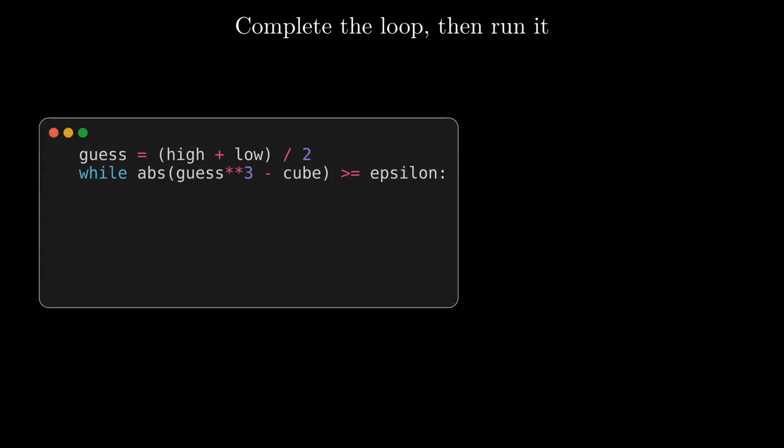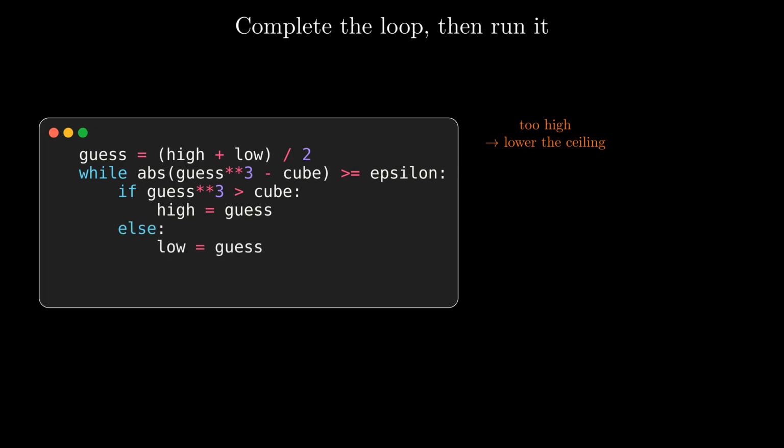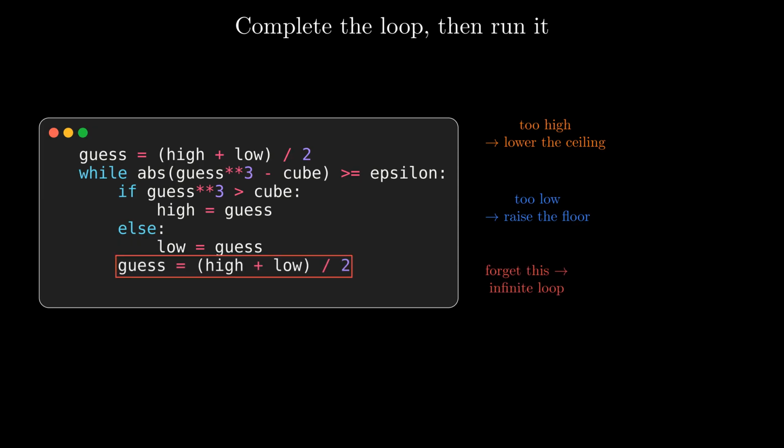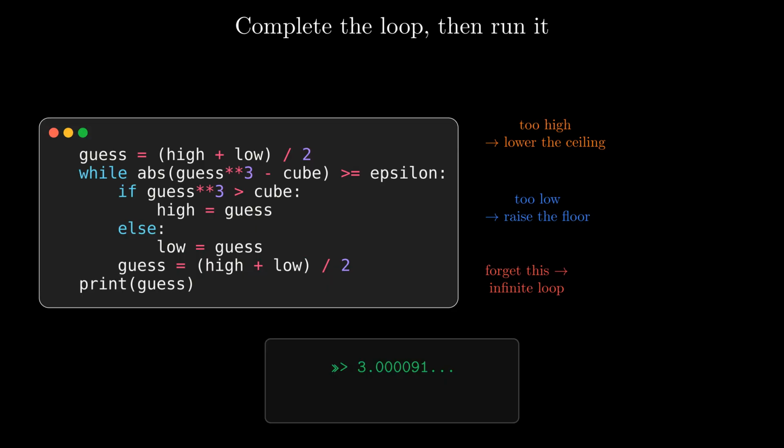Now the inside of the loop, decide if the guess is too high or too low. If the guess cubed is greater than the cube, the guess is too high, so high becomes the guess. Anything bigger we discard. Otherwise, the guess is too low, so low becomes the guess. Are we done? Not yet. We must recompute the guess as the new midpoint, high plus low over 2, or the loop never moves. Finally, outside the loop, print the guess. Running it gives 3.0009, not exactly 3, because we stop the moment we're within epsilon of 27.